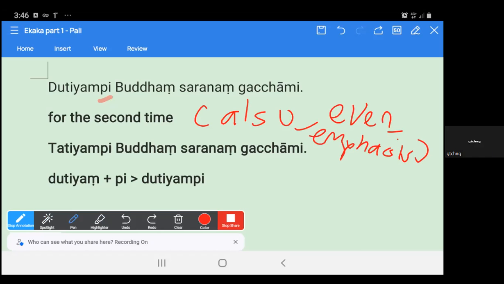Okay, now we recite this together. We recite the first one. Buddham saranam gacchami. Then we go for dutiyampi buddham saranam gacchami. Then third time. Tatiyampi buddham saranam gacchami. If you're going to say I go to the Buddha for the fourth time, how will you say?